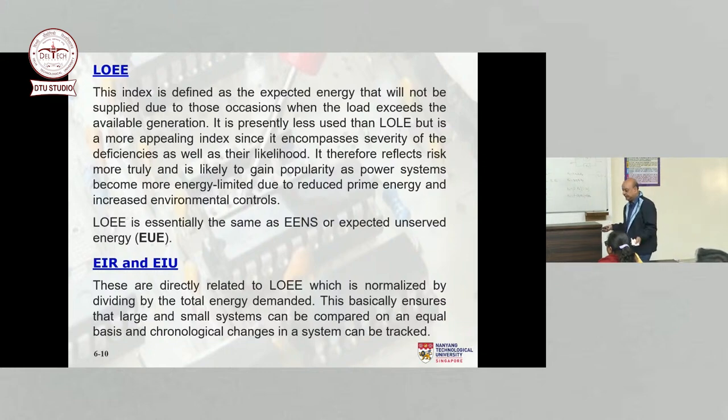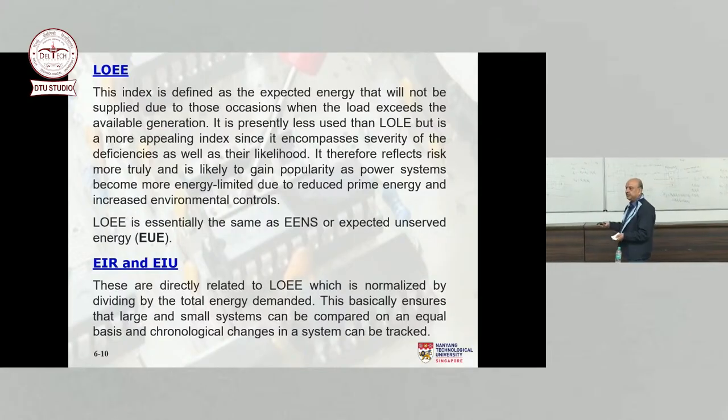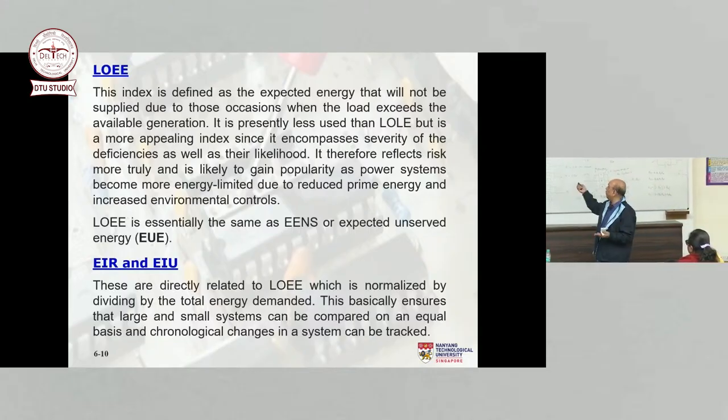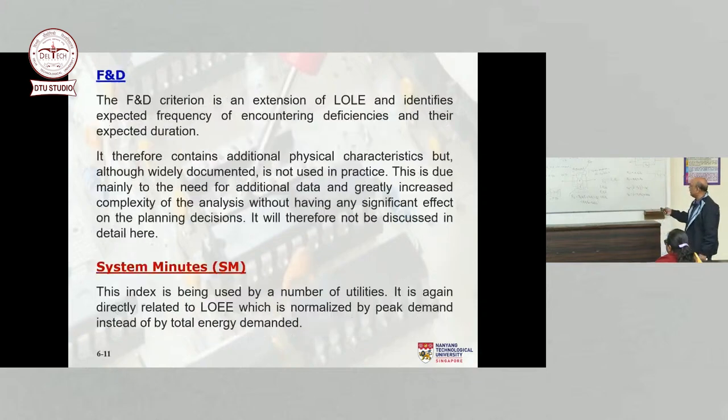Because for system A, the energy required may be only 1 gigawatt hour. For system B, the energy required may be 1000 gigawatt hours. So are we comparing apples to oranges? When we look at only LOEE, we may be, right? So this helps us normalize the energy not supplied divided by the energy required, the energy demand of the system. That helps us compare different systems across the board quite nicely.